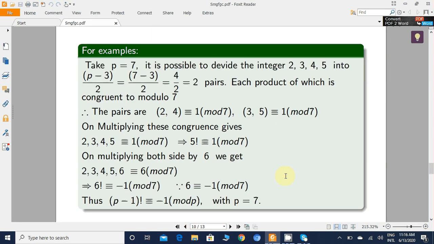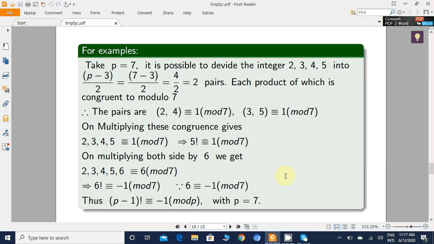This completes the proof. For example, to illustrate the p minus 3 by 2 factorial, I can take an example, p equals 7. It is possible to divide the integers 2, 3, 4, 5 into p minus 3 by 2. That means here p is equal to 7. 7 minus 3 by 2, 7 minus 3, that is 4 by 2, that is 2 pairs, each product of which is congruent to 1 modulo 7.